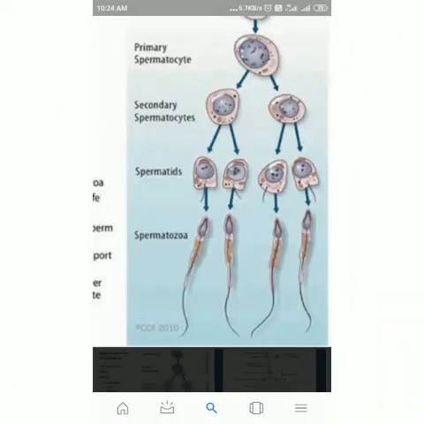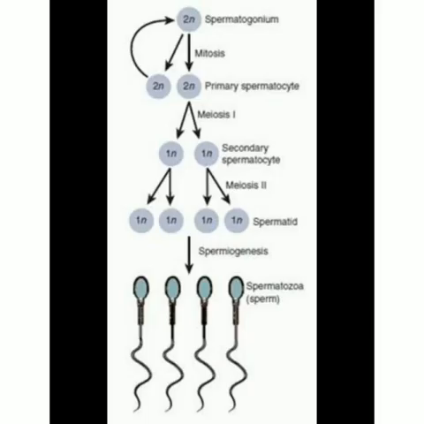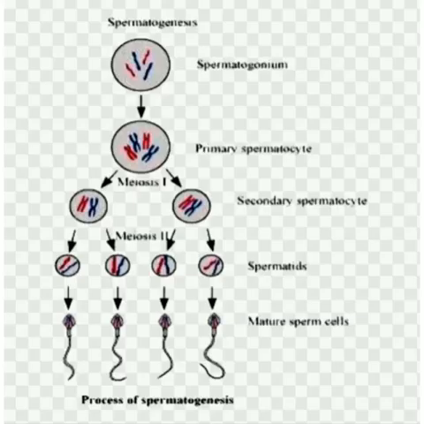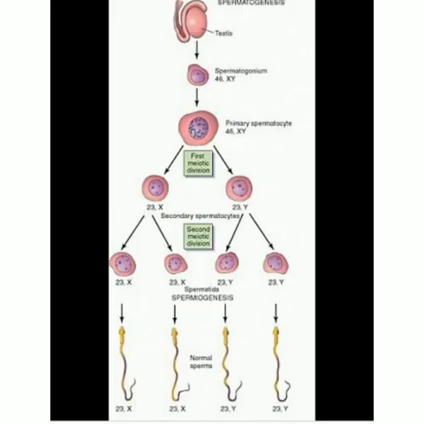In the first stage of spermatogenesis, the spermatogonia enlarge to form primary spermatocyte, which are diploid with 23 pairs, that is 46 chromosomes. Some of the primary spermatocyte undergo first meiotic division to form two secondary spermatocyte, which are haploid with 23 chromosomes each. The secondary spermatocyte undergo second meiotic division to produce 4 haploid spermatids.